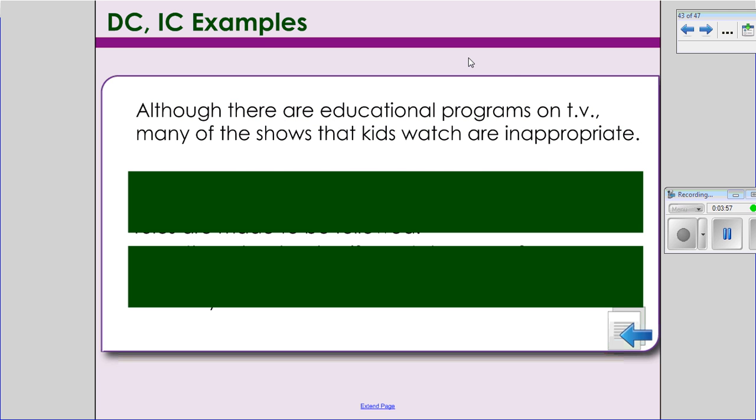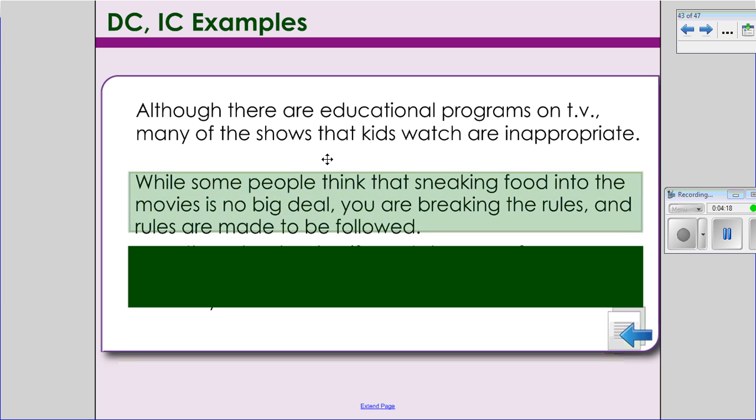Although there are some educational programs on TV, many of the shows that kids watch are inappropriate. Here I'm acknowledging that there are educational programs on TV, but I'm stating my viewpoint again by saying that most of the TV shows are inappropriate. Here's another example. While some people think that sneaking food into the movies is no big deal, you are breaking the rules, and rules are made to be followed. Here I'm acknowledging the opposition by saying that some people don't think it's a big deal, but I'm then reminding the readers of my viewpoint that it is a big deal and you are breaking the rules.